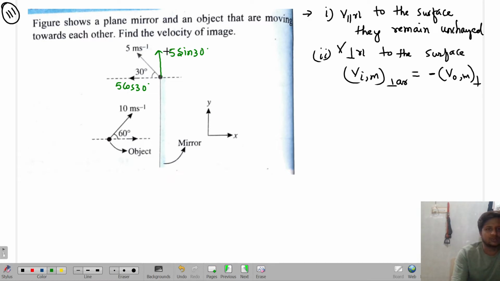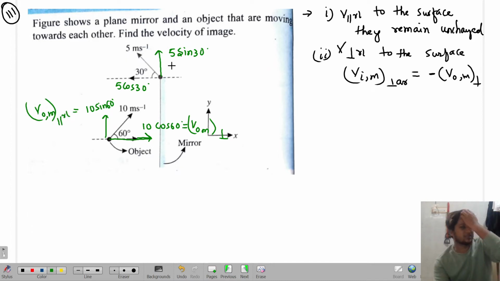So the mirror has two components, one along the surface, one perpendicular to the surface. Second, along this side, the object has a velocity of 10 cos 60, and this is, sorry, 10 sin 60. Right or not? Now this is the velocity of the object perpendicular, so the velocity of the object with respect to the mirror, and that is perpendicular. This is the velocity of the object with respect to the mirror, parallel to the surface. Similarly, here the mirror velocities are mentioned. So based upon these two concepts, first I will do the parallel calculation.